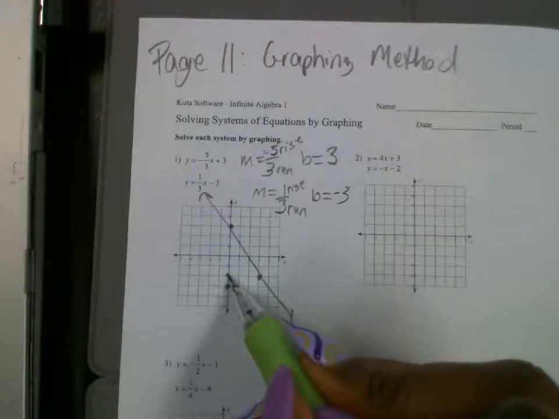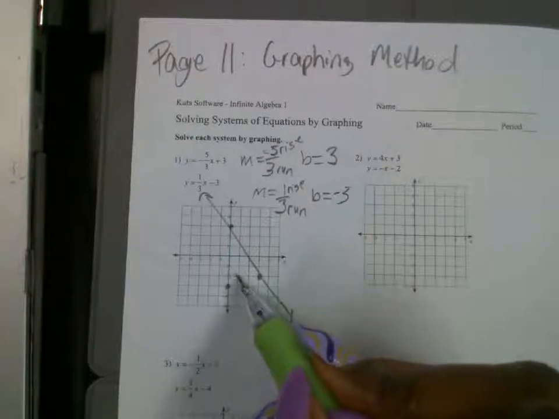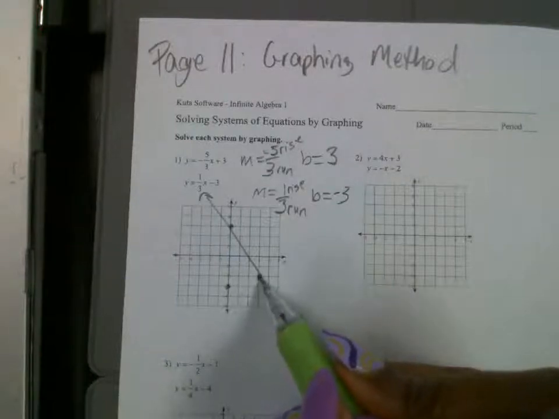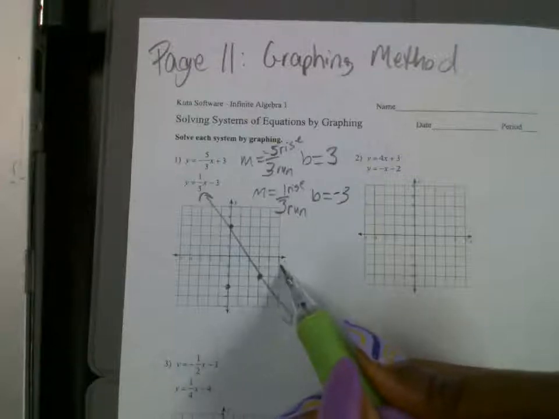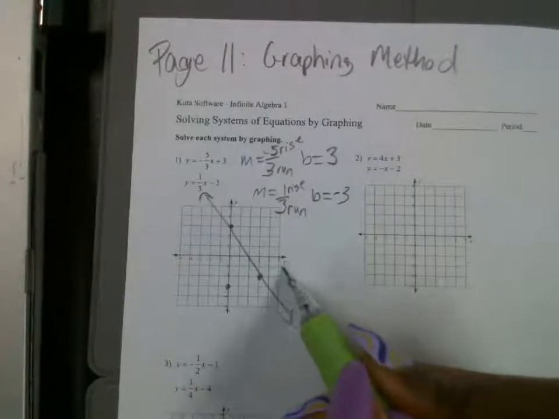Okay. Now from here, where do I go? Right 3. 1, 2, 3. Do you see that? Up 1 and over 3. It's not enough space to go this way. Do you see that?